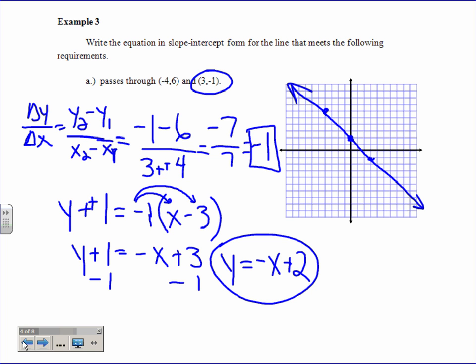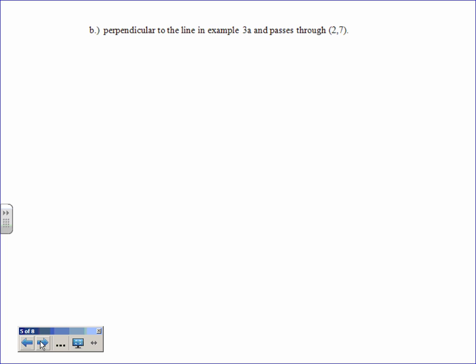Everybody done? I'm going to get you started on the next one. Here's the one that's perpendicular. The last equation was that. I need to make one perpendicular to that through that point.